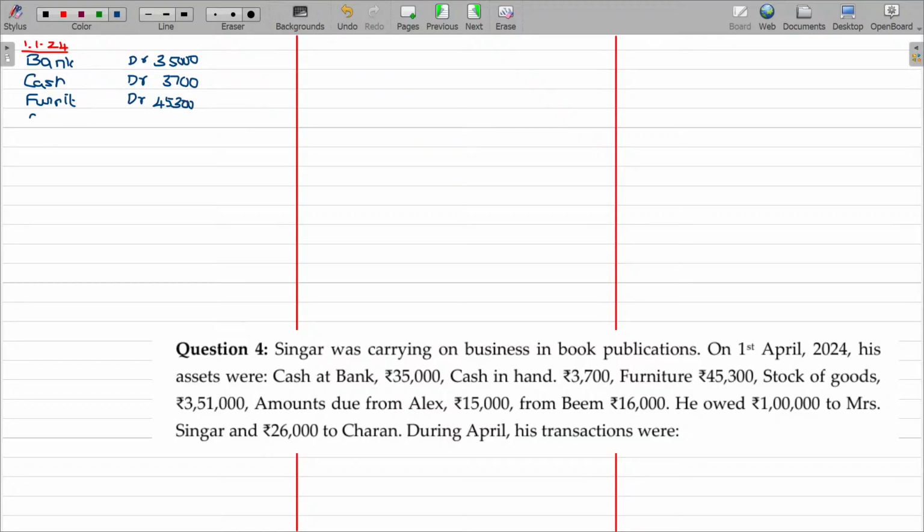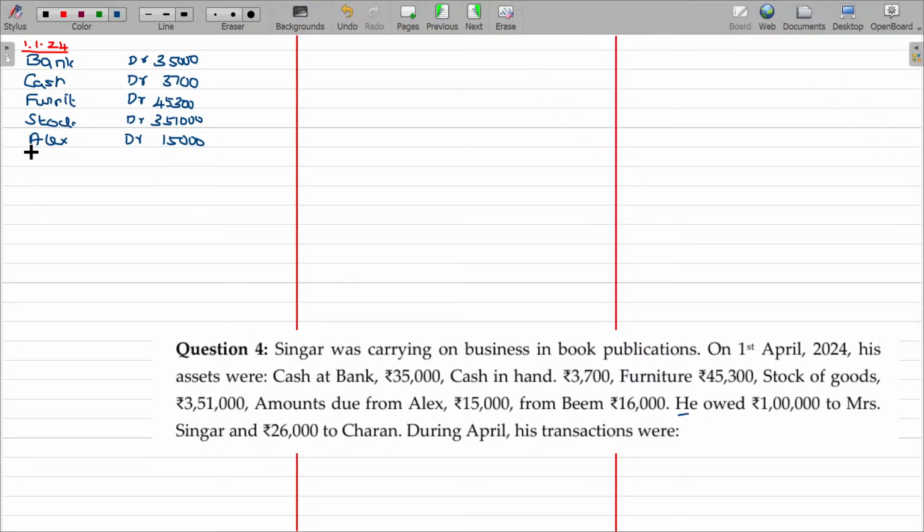and stock, the value being 3,51,000. Amount due from Alex. Alex should be debited because he has to pay me. If I have to pay you, then you are my, say I may consider this being the liabilities, but you have to pay me, right? Alex, asset. Amount recoverable from him, 15.